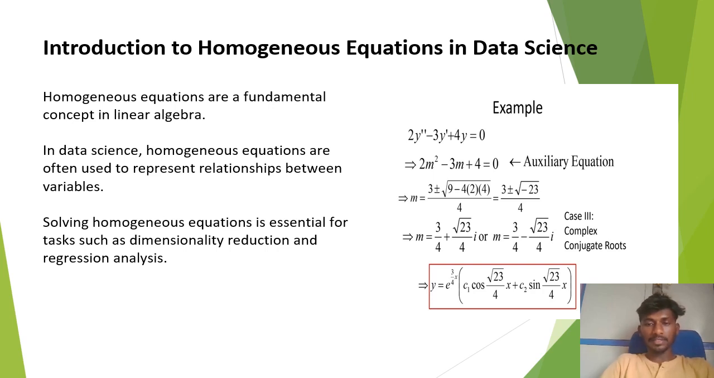2y square minus 3y plus 4y equal to 0. By the auxiliary equation, 2m square minus 3m plus 4 equal to 0, with the two roots are 3 by 4 plus or minus root 23 by 4i.